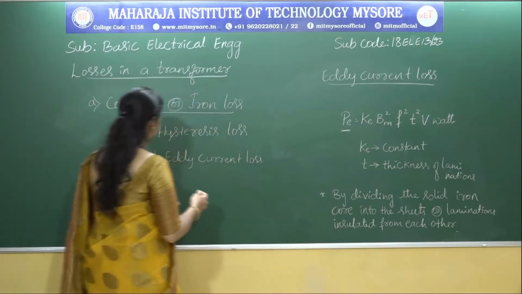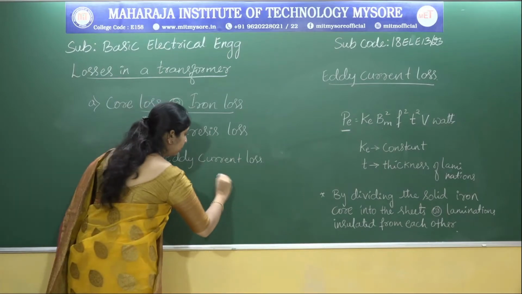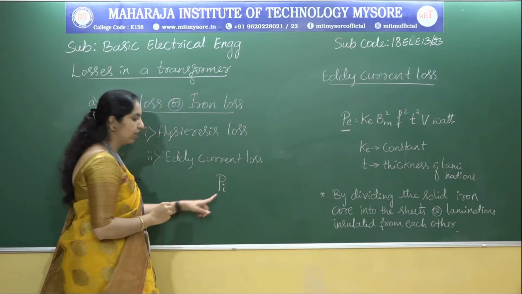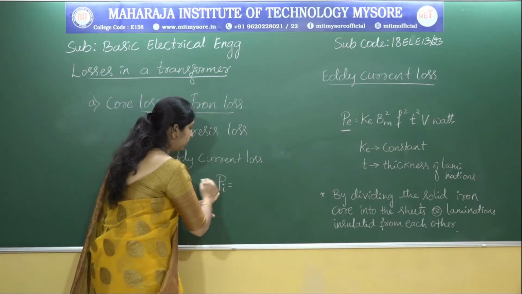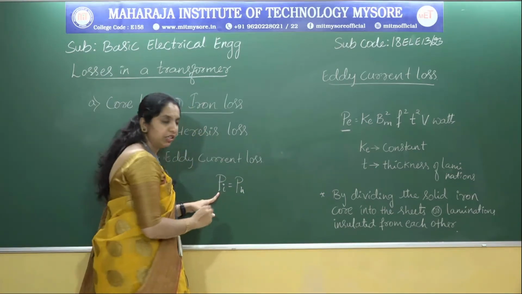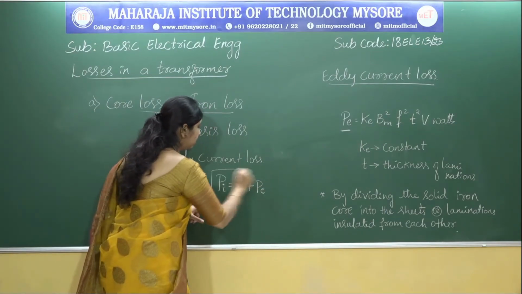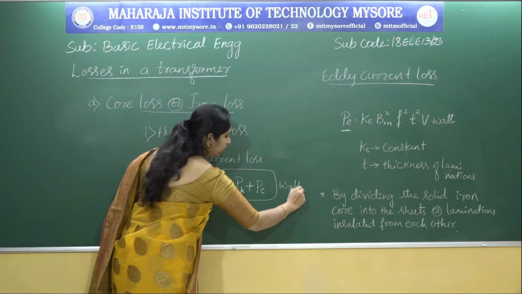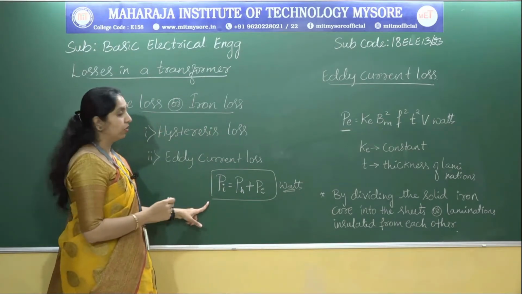Now what is the total iron loss, or core loss? We define it as Pi, the iron loss. The total iron loss is a summation of Ph, the hysteresis loss, plus the eddy current loss Pe. So Pi is equal to Ph plus Pe, of course in terms of watts. This is nothing but iron loss. Now what is the next loss?